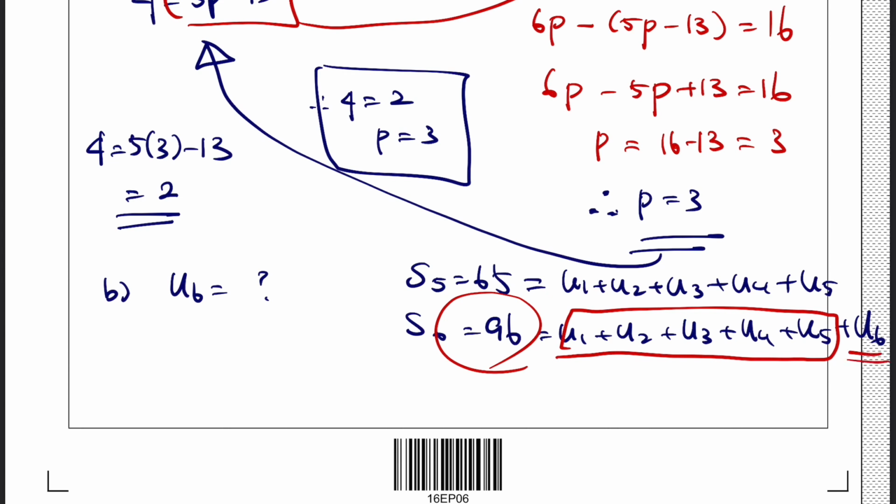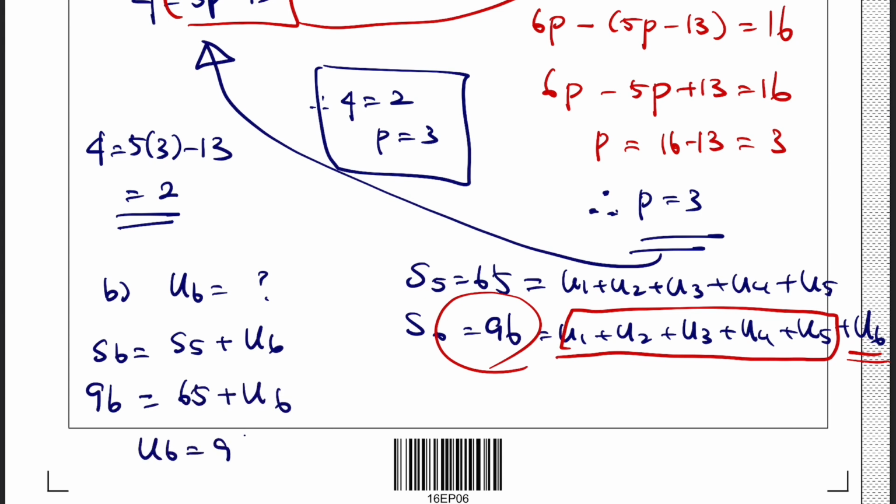So we can say that since S6 is the same as S5 plus u6, 96 is equal to 65 plus u6. u6 is the same as 96 minus 65, which is equal to 31. So we can calculate that u6 is 31.